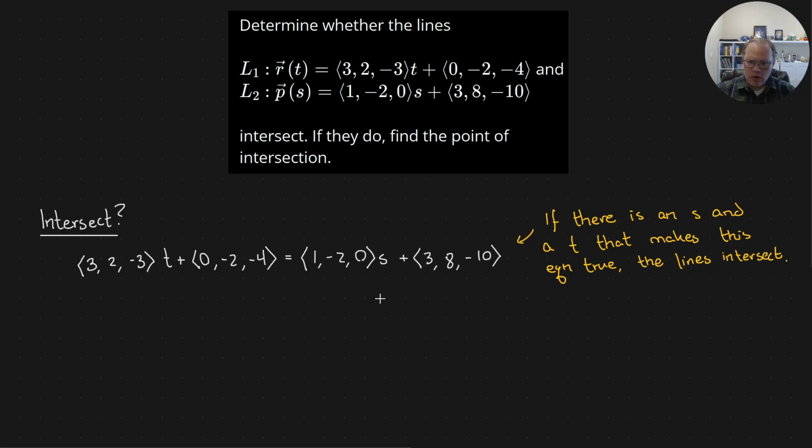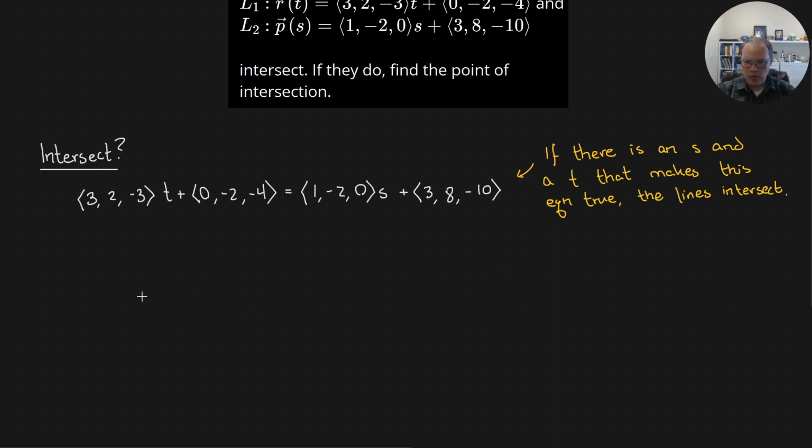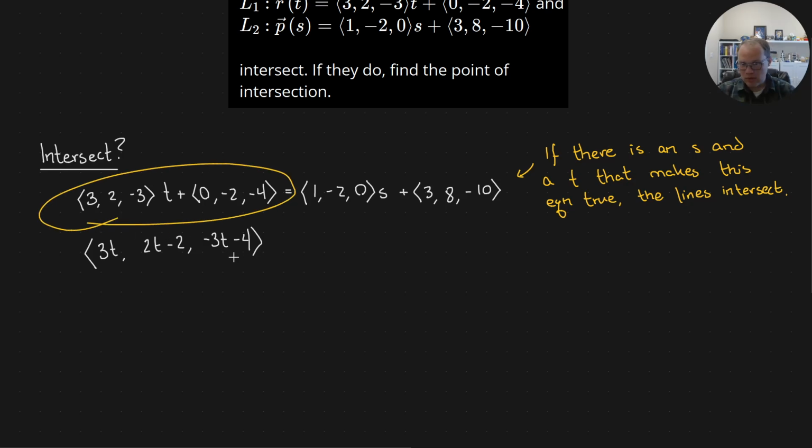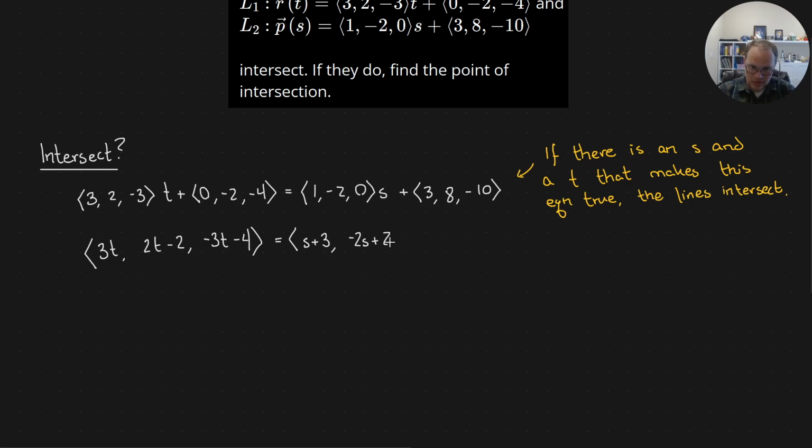So what I'm going to do is break this down into a system of equations. To do that, I'm going to do the scalar multiplication and vector addition on both sides first. On the left side, I get 3t, comma, 2t minus 2, comma, negative 3t minus 4, just scalar multiplying the t in and then adding the vectors together. Same thing on the right-hand side. I get 1s plus 3, negative 2s plus 8, and 0s plus negative 10.